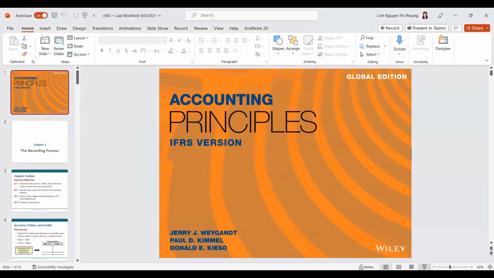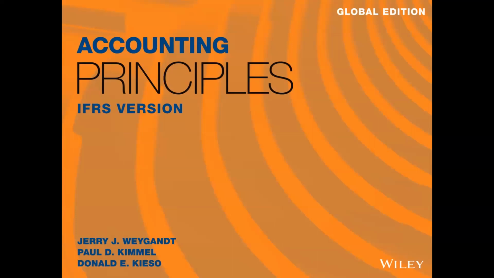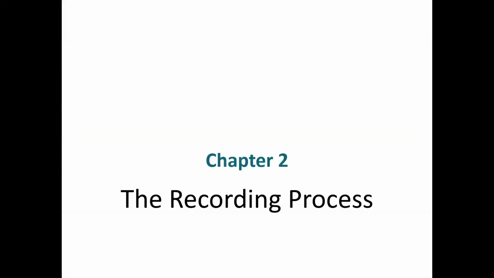Hello, everyone. Today we're going to start chapter 2, which is the recording process. We have learned in chapter 1 that there are 3 activities in accounting. The first activity is identification. The second one is recording. And the last one is communication. So we're going to learn about the second activity today, which is the recording process.